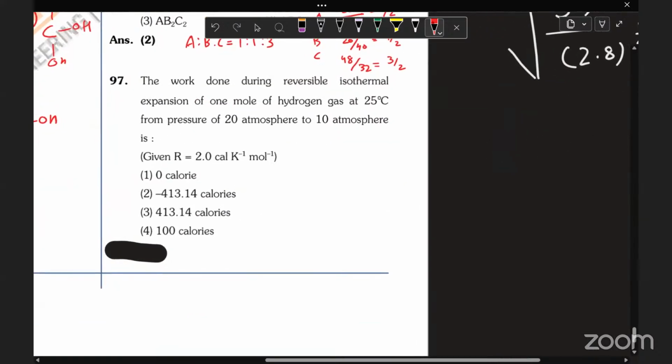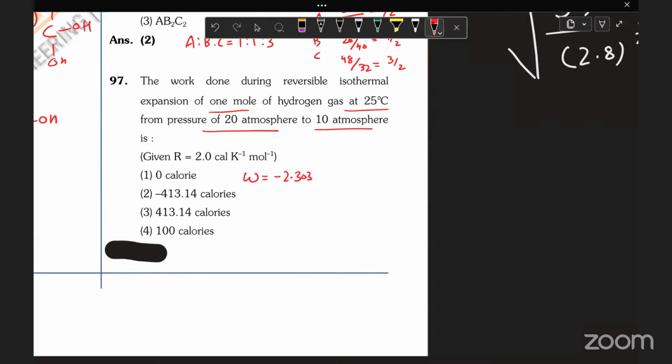Okay. So moving on to question number 97, the work done during reversible isothermal expansion. Finally, a question from thermodynamics, of 1 mole of hydrogen gas at 25 degrees Celsius from pressure of 20 atmosphere to 10 atmosphere is. All right. So work done formula for reversible isothermal expansion. If you do not remember the formula, the only option is to leave the question. Otherwise, the formula is minus 2.303 nRT log, because it is pressure, so it will be P1 by P2. If it would have been the volume, it would have been V2 minus V1, final minus initial. Final by initial. Here it is initial by final.